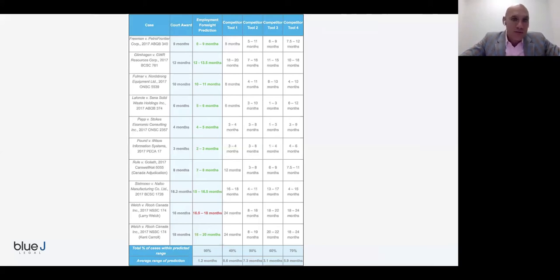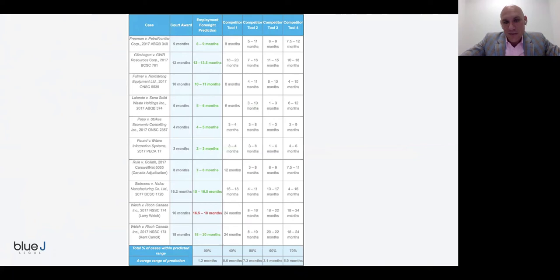Comparing the Employment Foresight prediction to what the court actually awarded, you see that we get 9 out of the 10 correct. The one that we missed, we missed by half a month. We said 16.5 to 18 months. The court actually awarded 16 months in that case. Remarkably good track record there. It was correct 90% of the time, and when it was wrong, it narrowly missed.